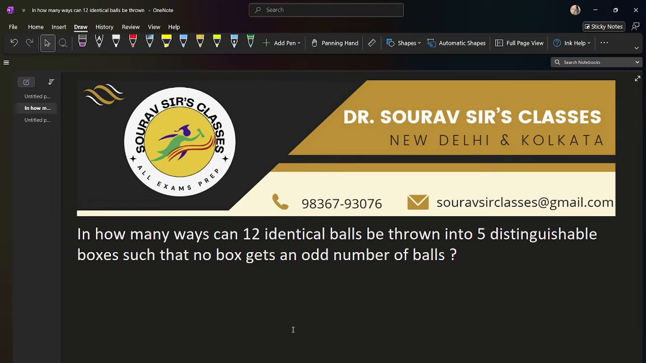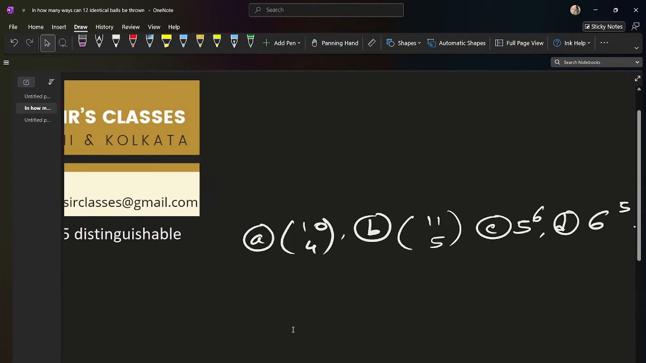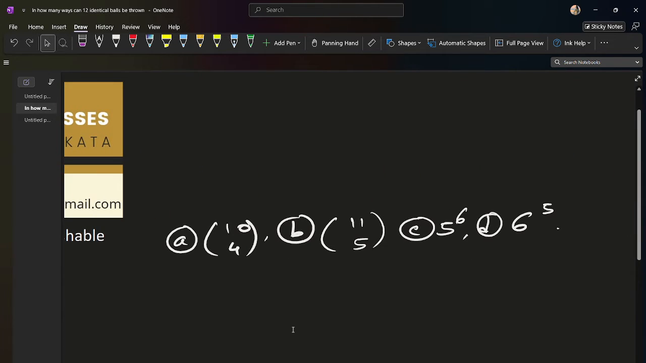Okay. Thank you guys. So now we are going to solve a mathematical problem which appeared in the ISI MTech QROR MCQ section, and the question is telling us: in how many ways can 12 identical balls be thrown into 5 distinguishable boxes such that no box gets an odd number of balls? So there are 4 options of it. I have written it here: 10C4, 11C5, 5 to the power 6 and 6 to the power 5.